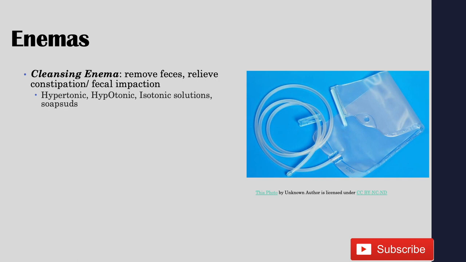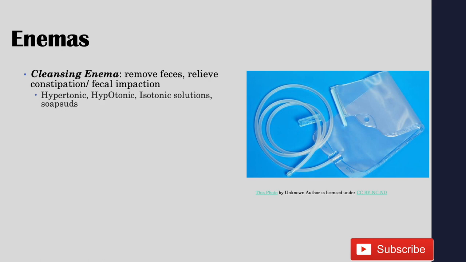Then you also have hypotonic solution, which causes water to move out of the colon, but the movement of water also helps to stimulate peristalsis and, in turn, encourage defecation. And then you have isotonic solutions, which is your normal saline, which is the ideal type of solution to use because it does not cause water to move in any direction, which lowers the risk of fluid and electrolyte imbalances in the body. So isotonic solutions are normal saline, and they're usually the best option for an enema.